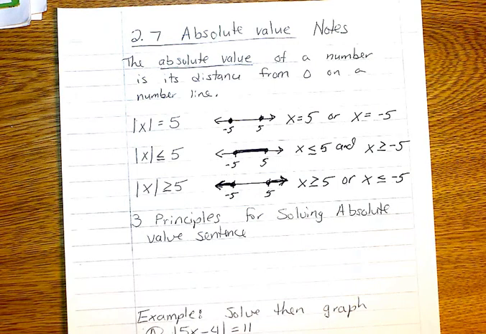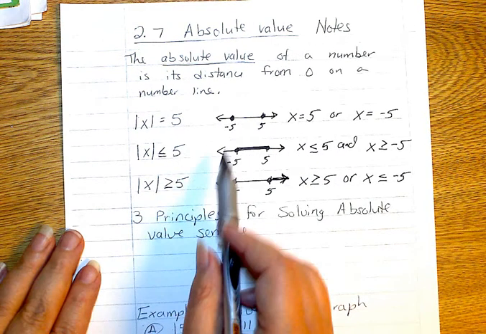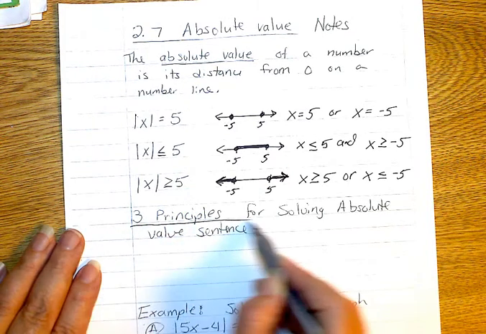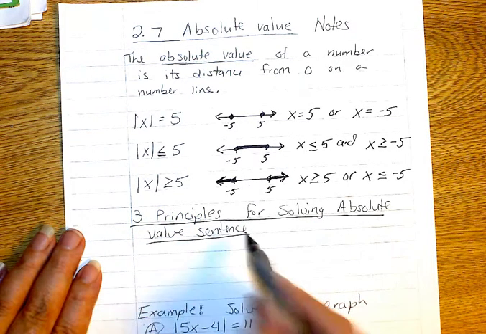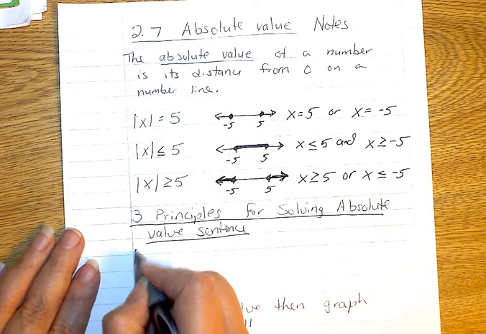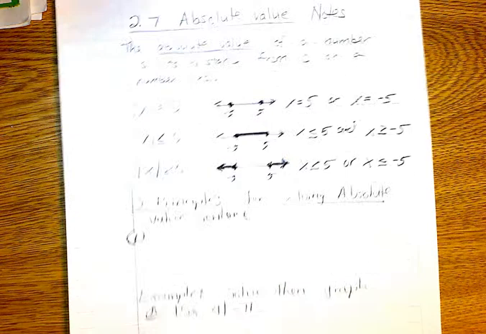First of all, questions about just that, because if you understand this part, the rest hopefully will be easier. So questions about this part right here. Alright, so because of this, there are 3 principles for solving absolute value sentences. So here we go. The first one, and this is what you guys have to write.